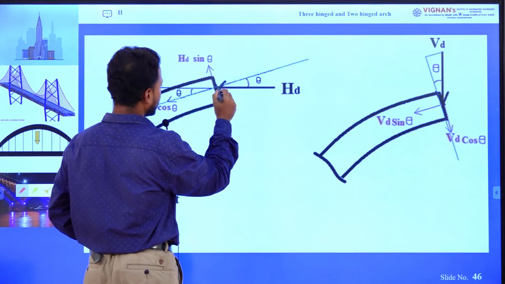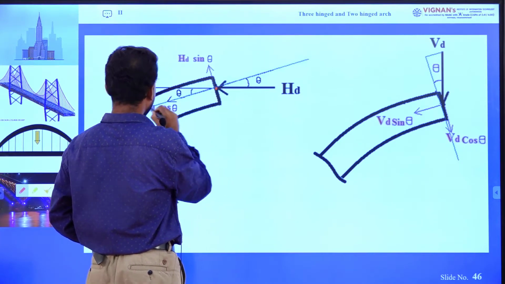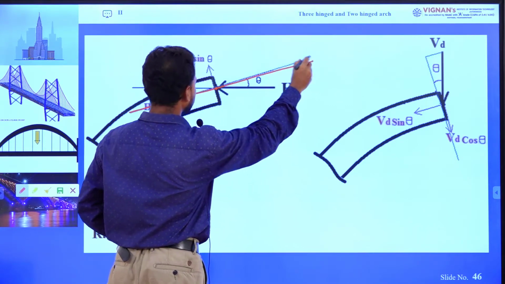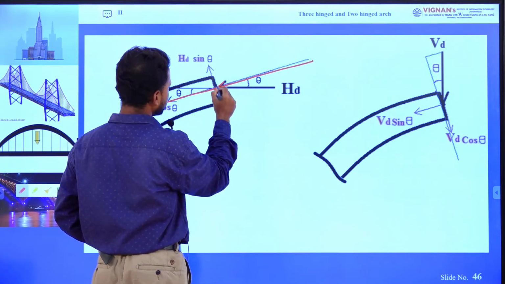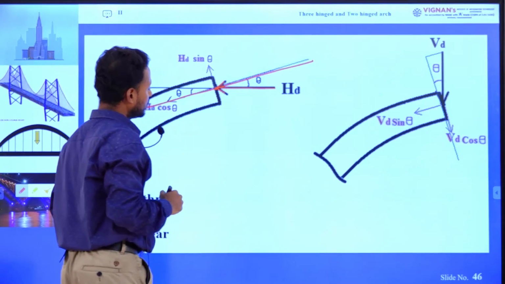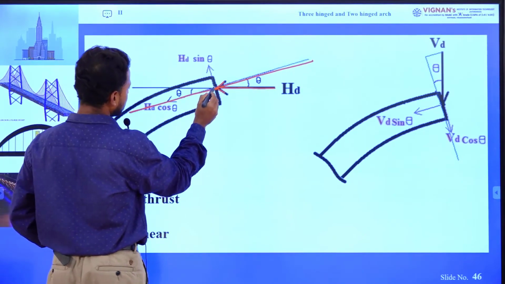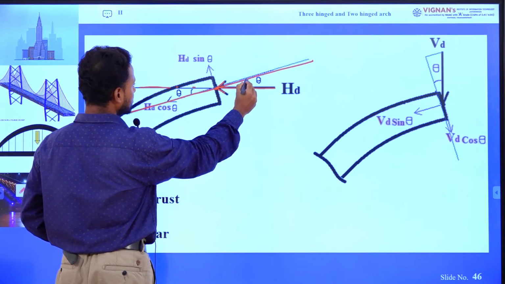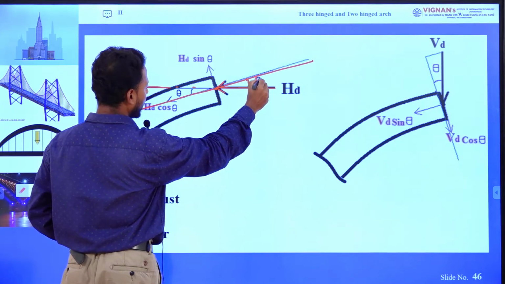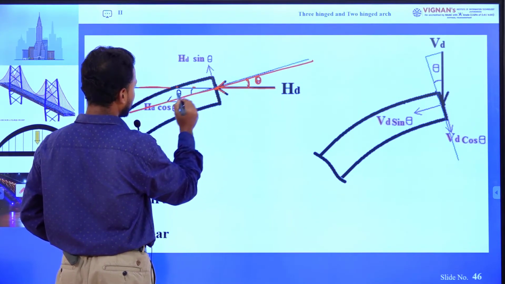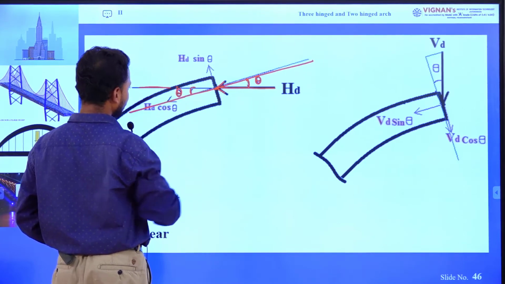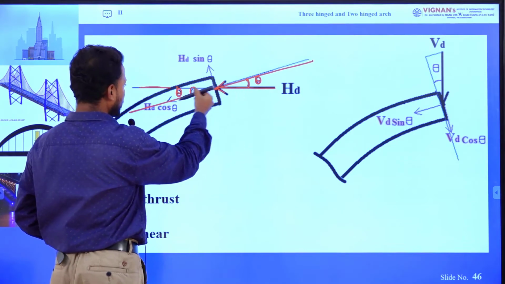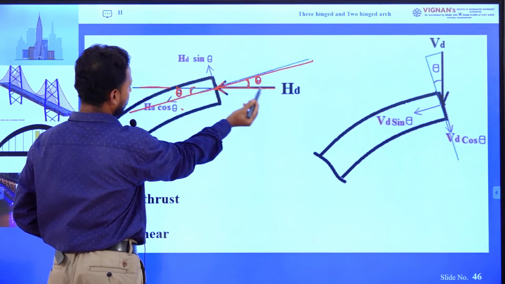So HD is acting at D point. I have drawn a normal at D point and HD is acting at D point horizontally. Okay. So if you extend this HD up to this, so HD is inclined with the normal at angle theta. If this angle is theta, this angle will also be theta. So we have to find out what is the perpendicular component and what is the parallel component of HD.